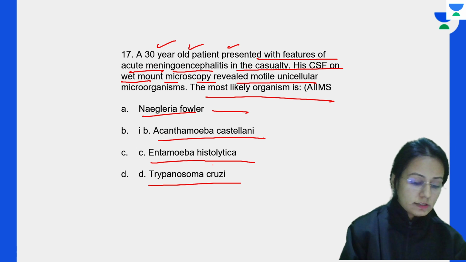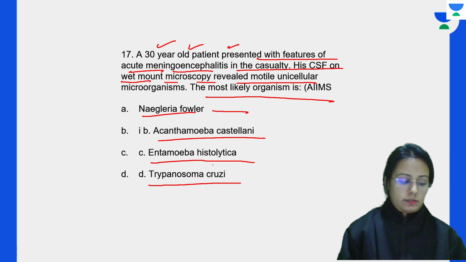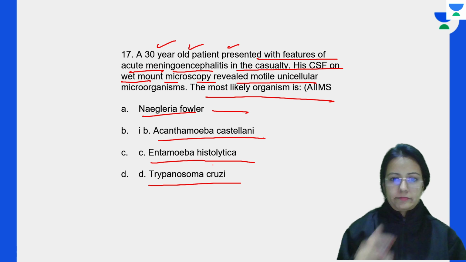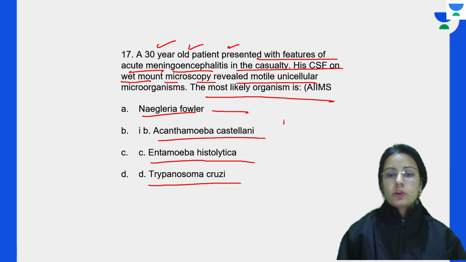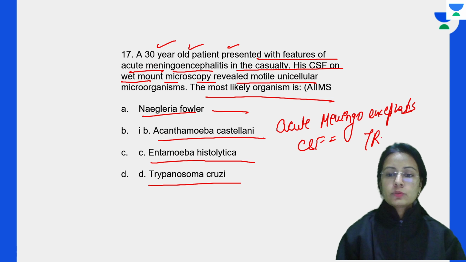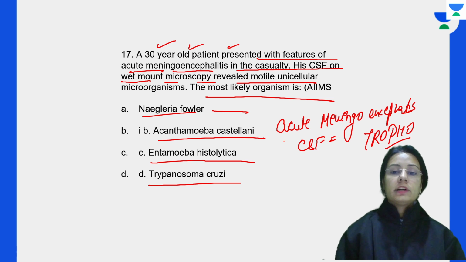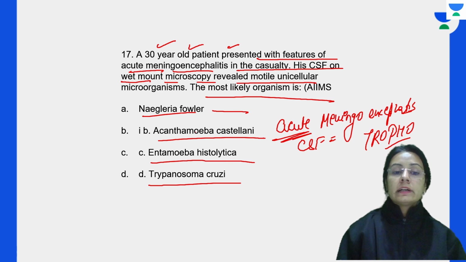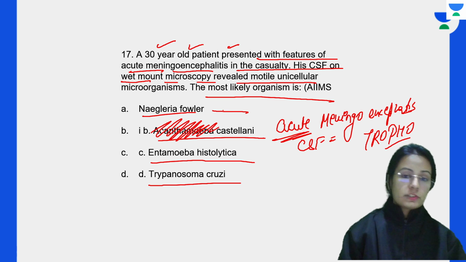Yes, what is the answer? Now, the question is talking about acute meningoencephalitis. And on the CSF, we are seeing a motile organism, that is a motile trophozoite. We are talking about the acute one. Now, Acanthamoeba is again free living, but it is not acute. It is a granulomatous encephalitis, which is not an acute condition.